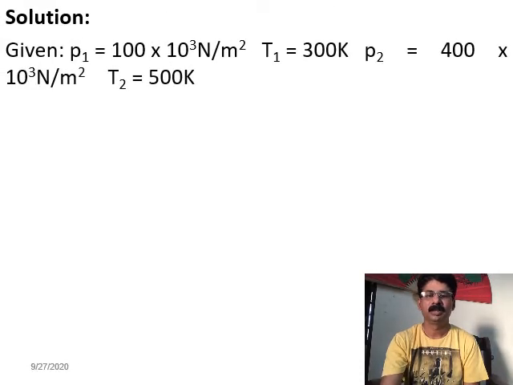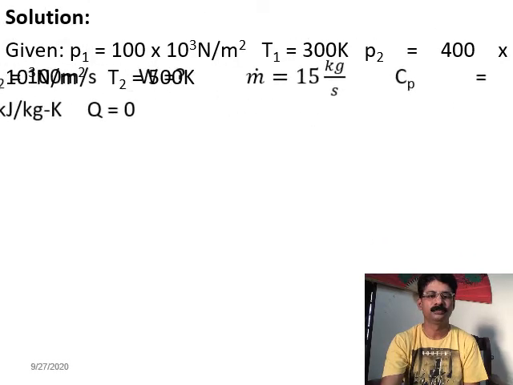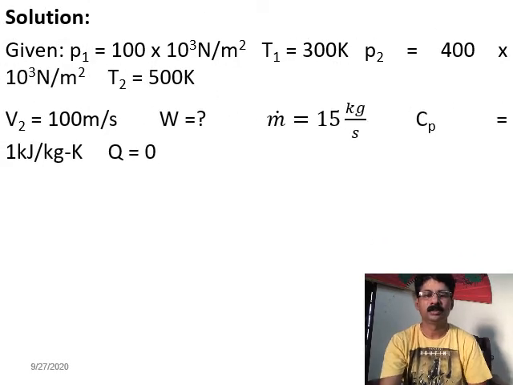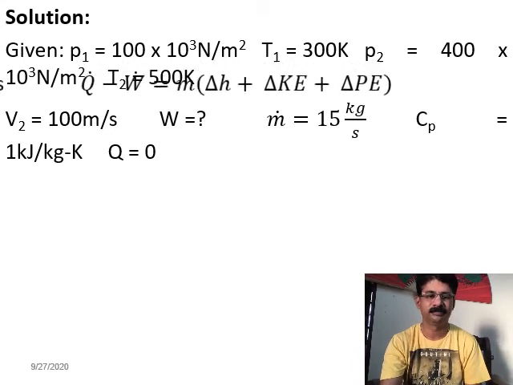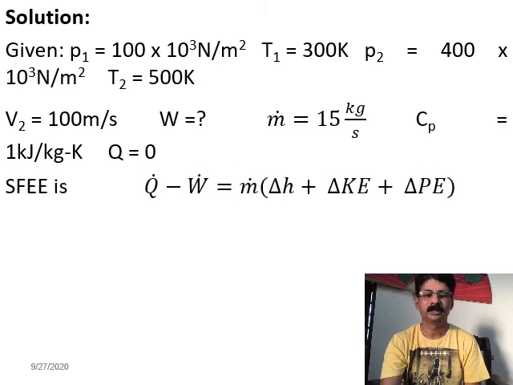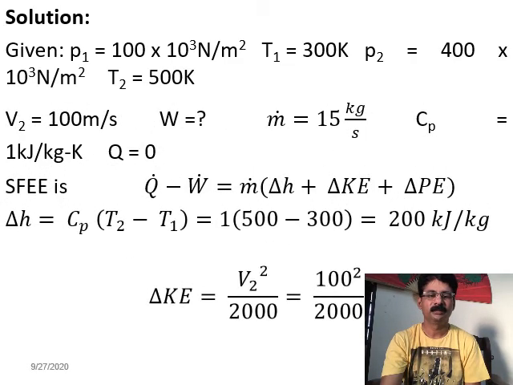So P1, T1, P2, T2, V2 are given, W we have to find out, m dot is given, Cp is given, Q is equal to 0. This is the list of the given data. Now the steady flow energy equation, let us use it on a unit time basis. Q dot minus W dot is equal to m dot into delta H plus delta K plus delta PE.